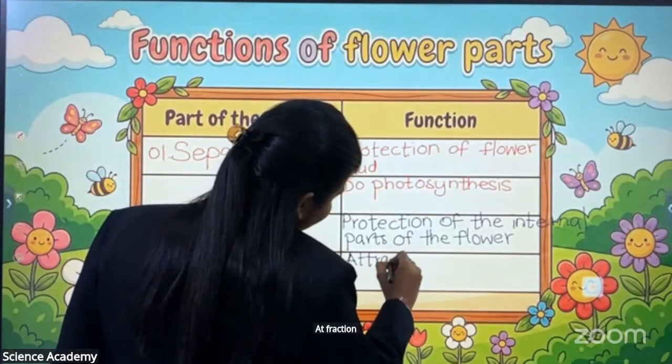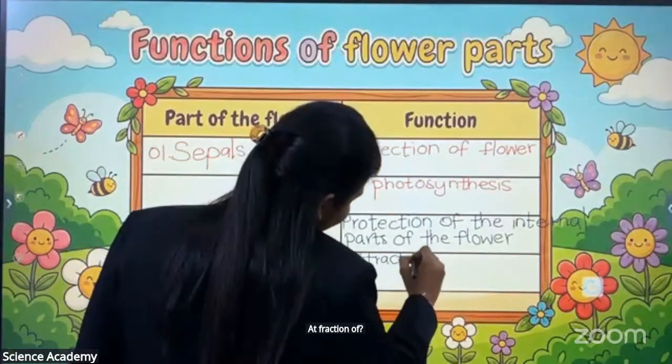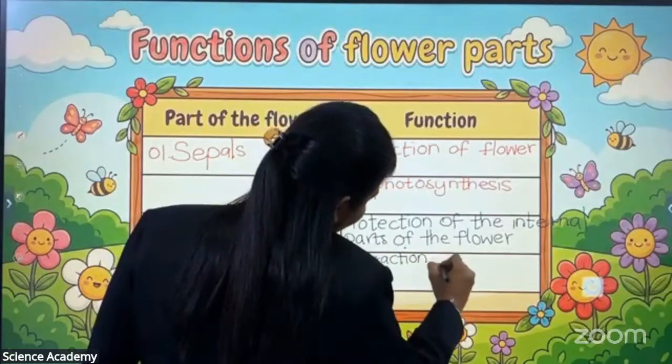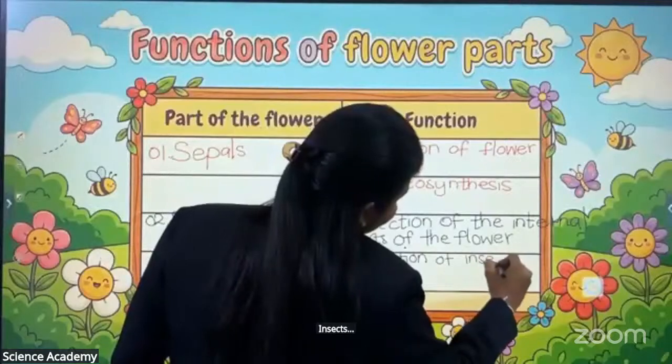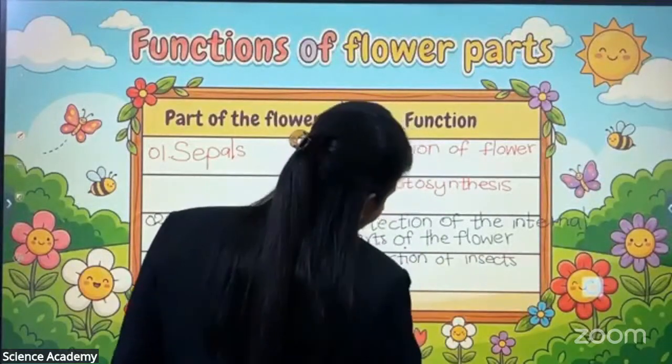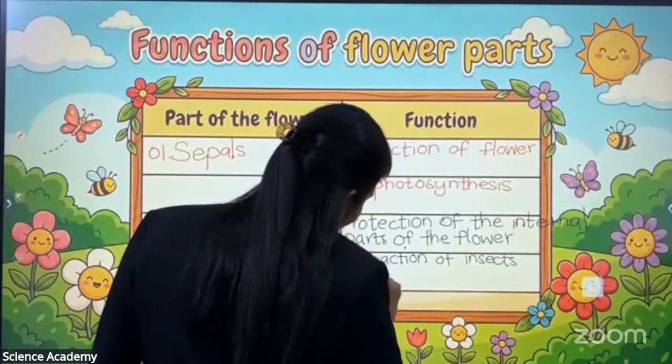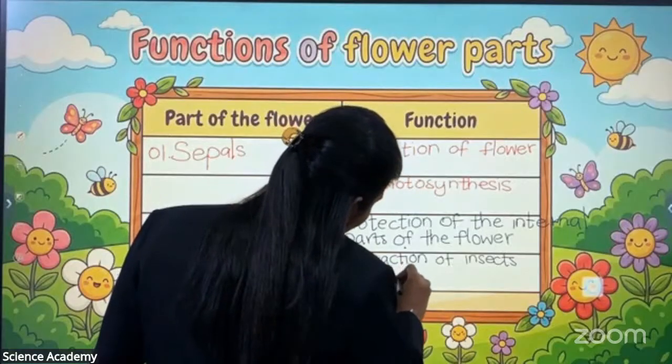Attraction of insects for the pollination.